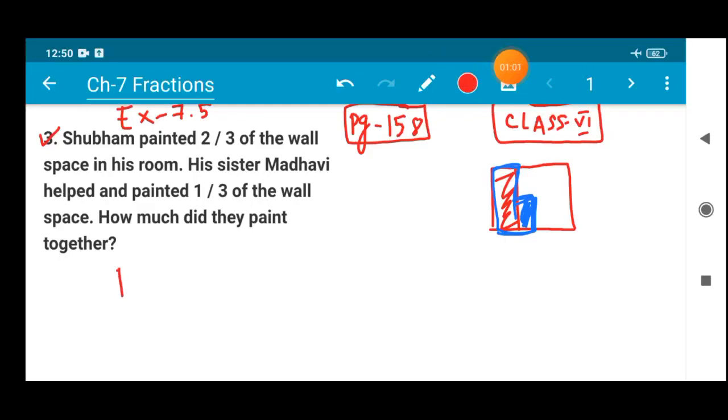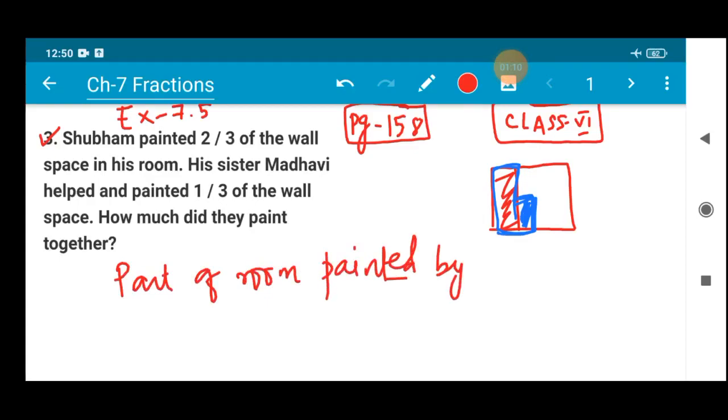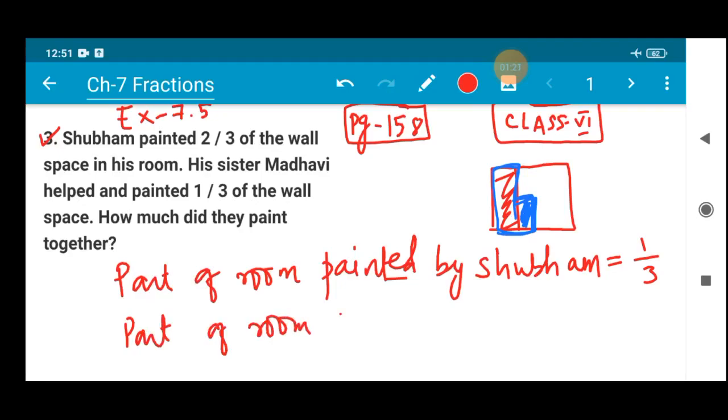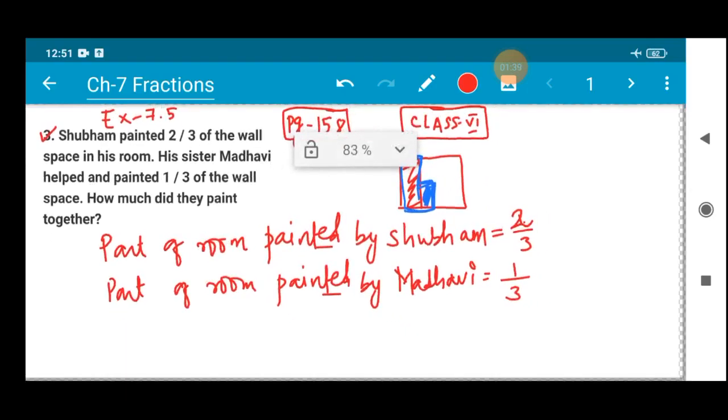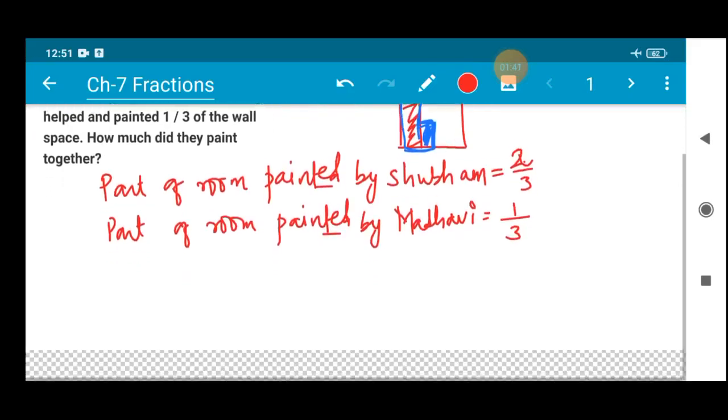So let us write like this: part of room painted by Subham is equal to 1 by 3 part, right, out of total. Similarly, part of room painted by his sister Madhavi, which is, sorry, this is not 1 by 3, this is 2 by 3, and over here it is 1 by 3 part. Now how much did they paint altogether, that we have to find.